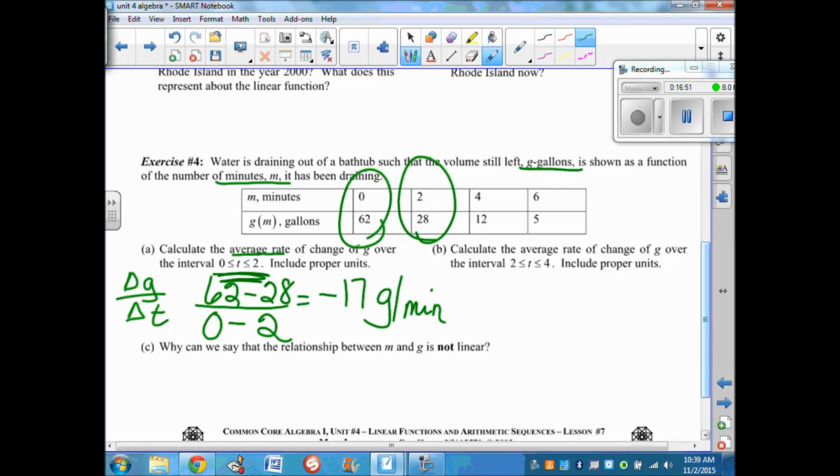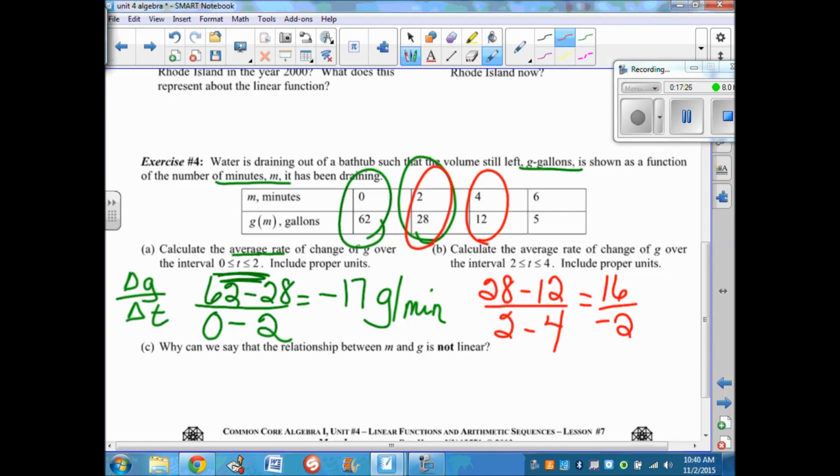Okay, again, the average rate of change is negative. Well, we can have a slope that's negative because what's happening in the context of this problem? The water is draining out of the tub, so the volume is decreasing as time increases. Now, part B says calculate the average rate of change of G over the interval 2 to 4. So now we're looking from 2 to 4. What goes with 2 is the 28 and the 12 with the 4. So that ends up giving us 16 over negative 2, which is negative 8 gallons per minute.